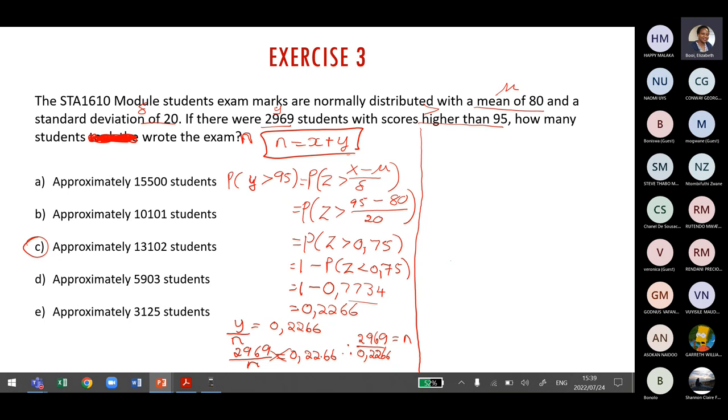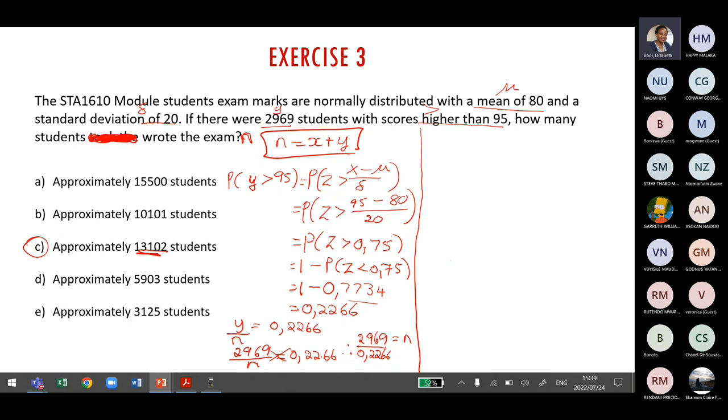If they do ask you that, then you will have to calculate it once you have the probability of those, because if they give you those who didn't write the exam, then you can calculate the probability of that. But if they give it this way and they say how many did not write the exam, you already know how many have written the exam, right? So let's use this one.